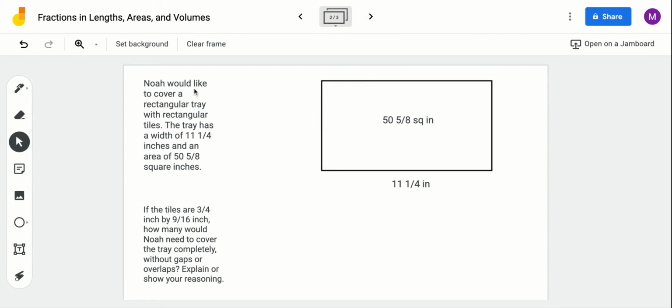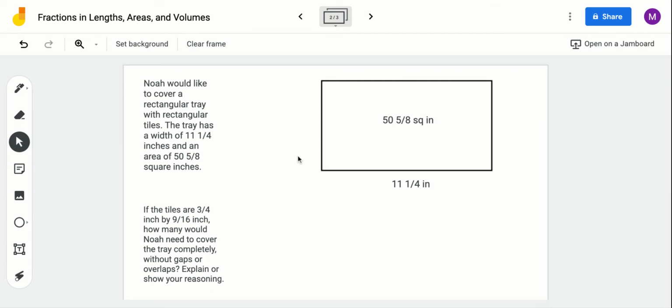Noah would like to cover a rectangular tray with rectangular tiles. The tray has a width of 11 and 1/4 inches and an area of 50 and 5/8 square inches. If the tiles are 3/4 inch by 9/16 inch, how many would Noah need to cover the tray completely without gaps or overlaps? Explain or show your reasoning.